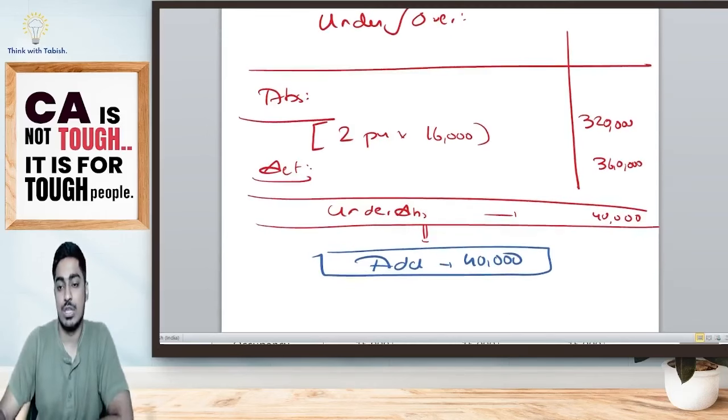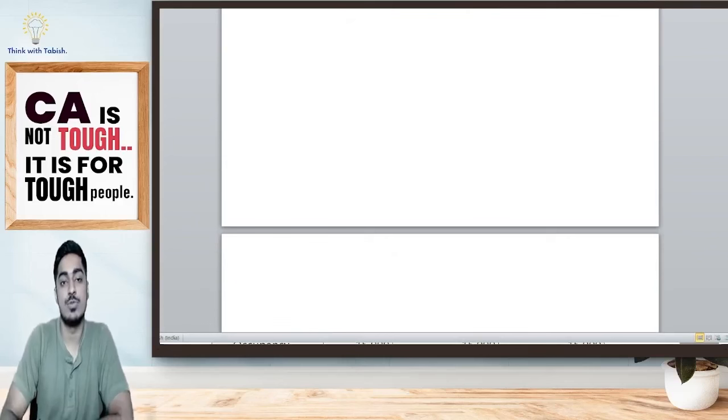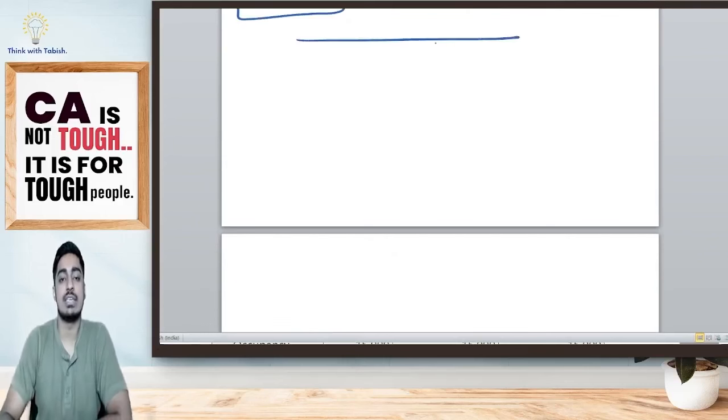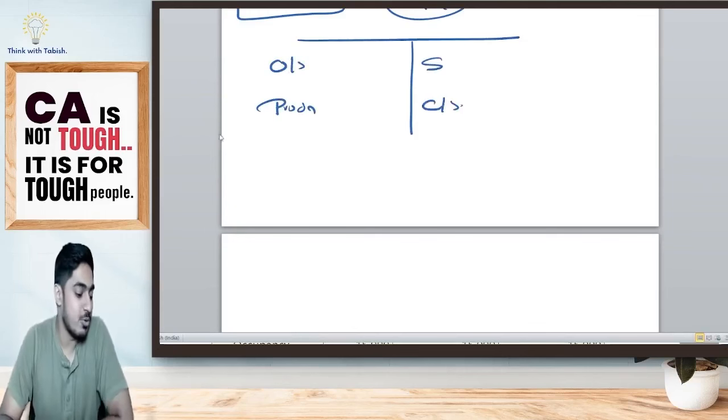Now look at one more thing, students. I will do my calculation of cost of goods sold. Firstly, let us see just in terms of quantity. Again, I'm telling I'm not doing proper presentation. Just in terms of quantity, let me see: opening stock, production, sales, closing stock.